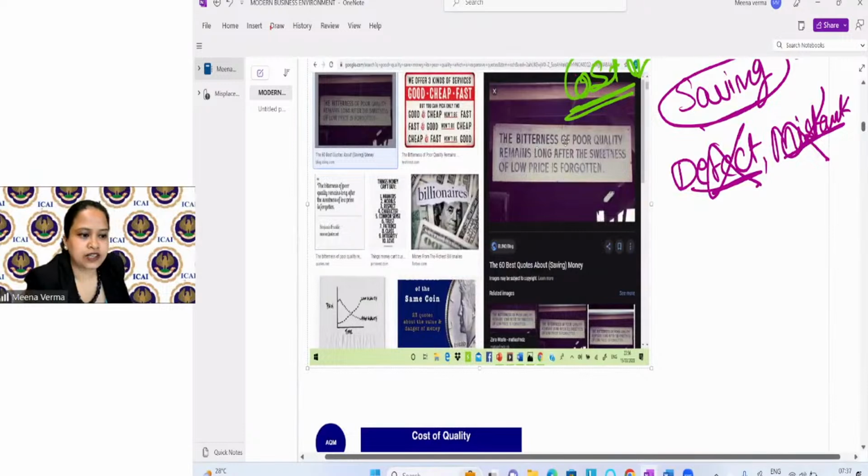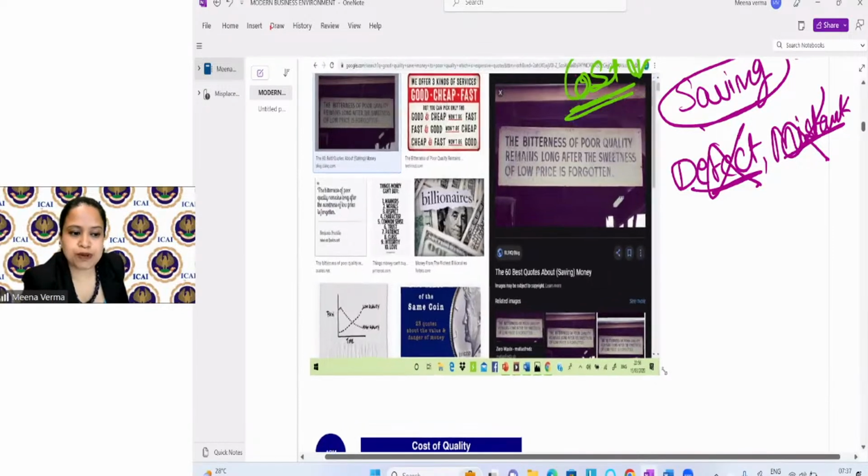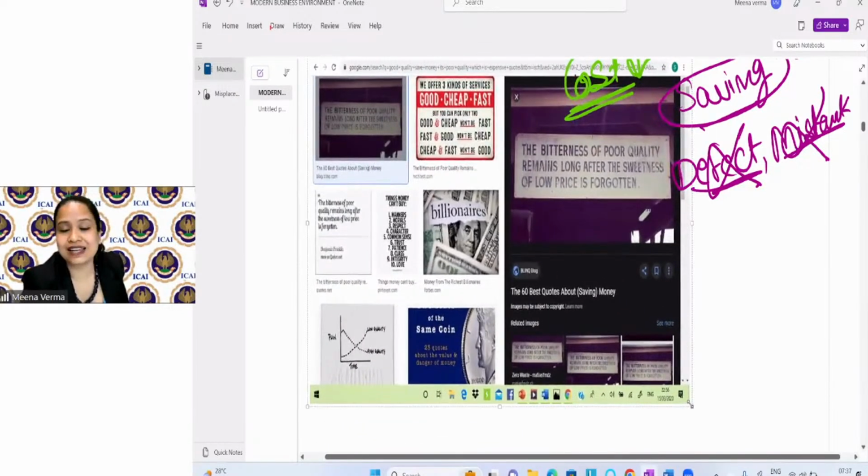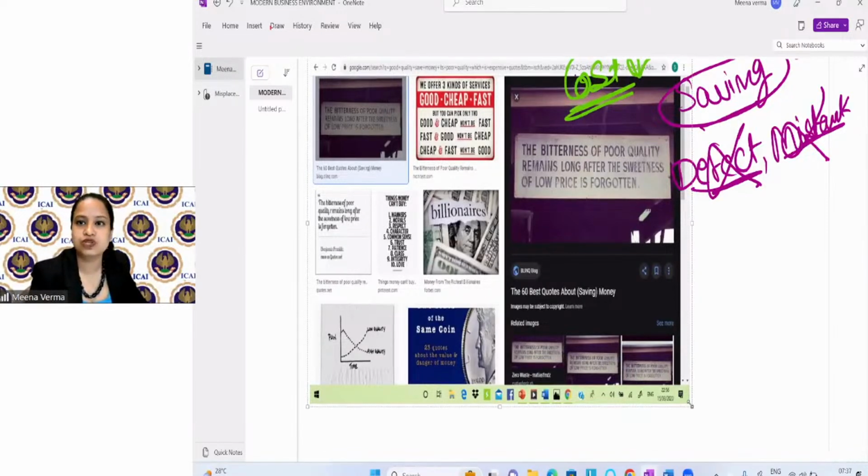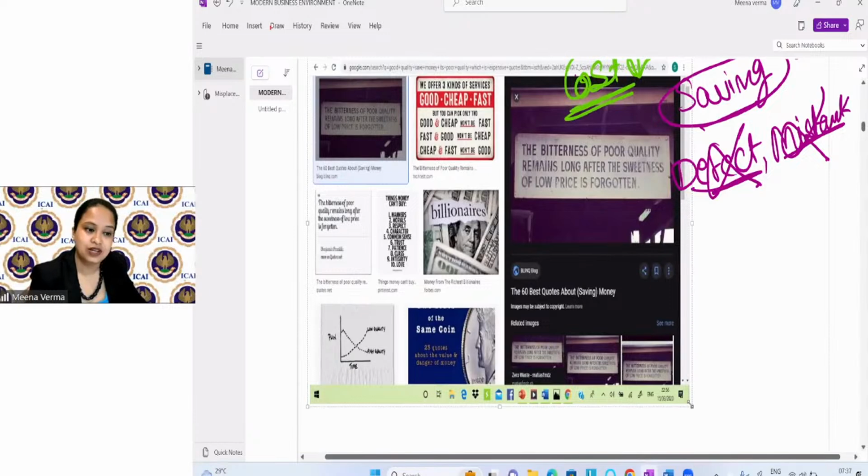Right, like, the bitterness of poor quality remains long after the sweetness of low prices is forgotten. So people will forget if you sell a low price product, but people will never forget if you produce a quality product. Right, we always remember the quality. Oh, this was the best quality product, it was the best, right? So people may forget the price, that they paid less for this product, but they will never forget the quality of the product. So this is how you can see the quality is so important, right?